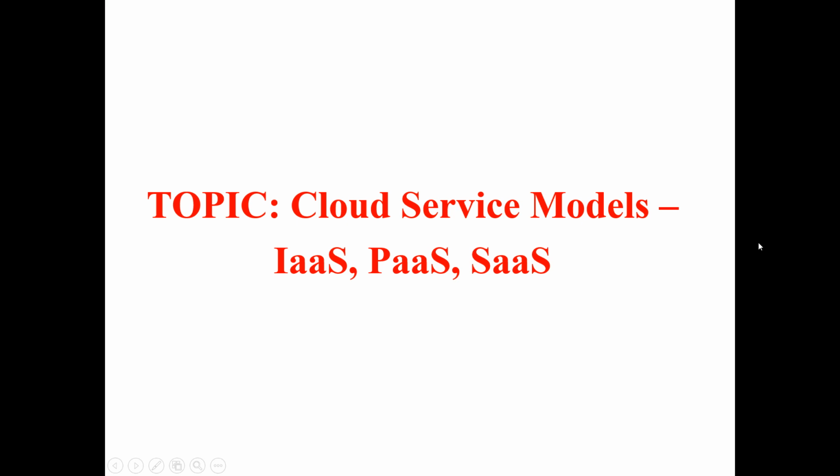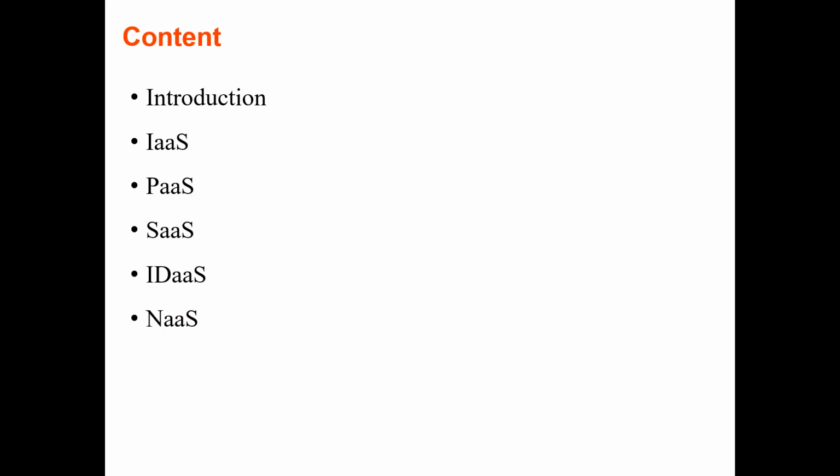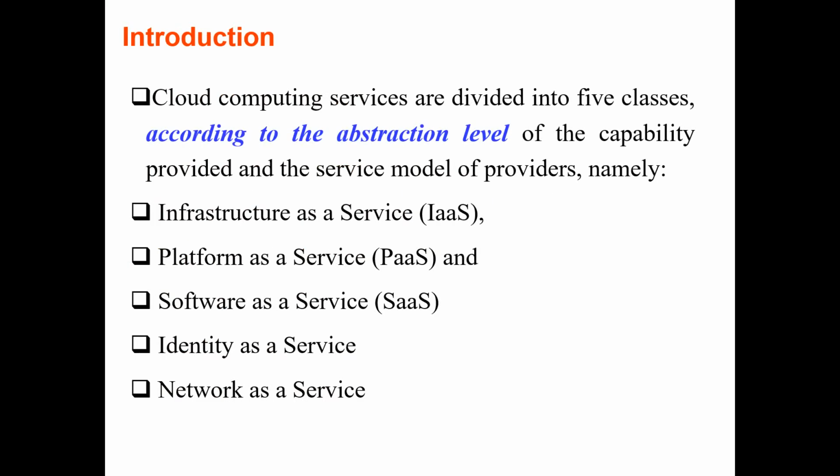In today's session, we are going to see the different kinds of services: infrastructure as a service, platform as a service, and software as a service. In cloud computing, the services are divided into 5 classes according to the abstraction level. One will be infrastructure as a service, the second platform as a service, the third software as a service, then identity as a service, then network as a service. Apart from the 5, we are going to use only the first 3 in the corporate sectors: infrastructure, platform, and software as a service.